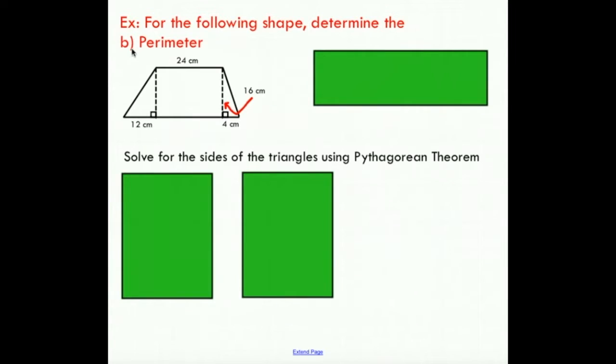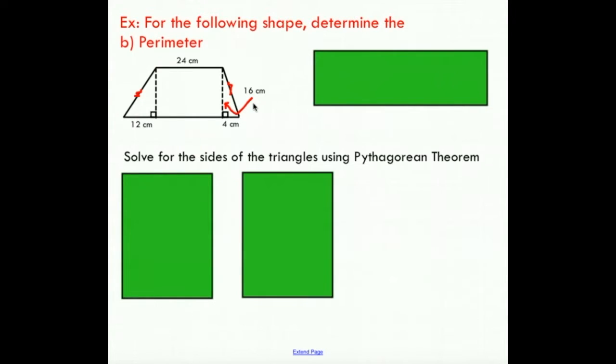Follow up to part A here, we're looking at the same shape, but this time we're looking at the perimeter of the shape. We know that this is 24, we know that this side's 24. We've got a 4 centimeter side here and a 12 centimeter side here. So really the only thing that we're missing in this triangle would be this side and this side. So what we have to do is somehow get the lengths of these sides.